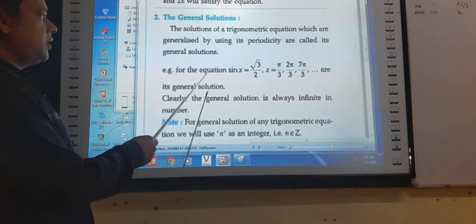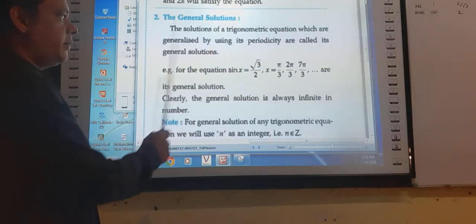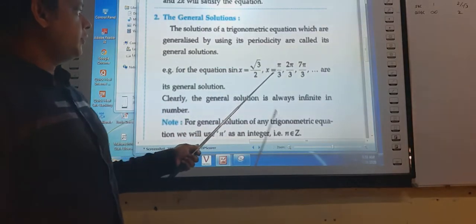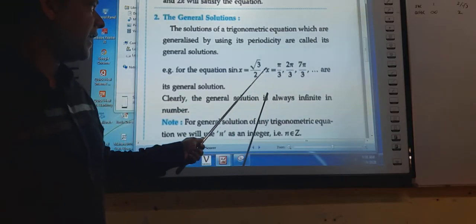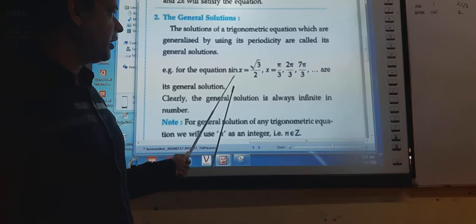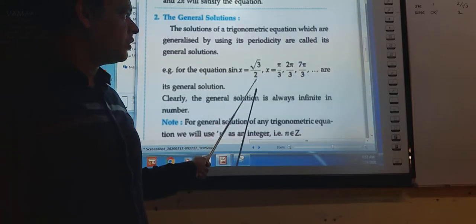For example, for the equation sin x equals root 3 by 2, we know that at angle x equals pi by 3, that means at angle 60 degree, we get sin x equals root 3 by 2.